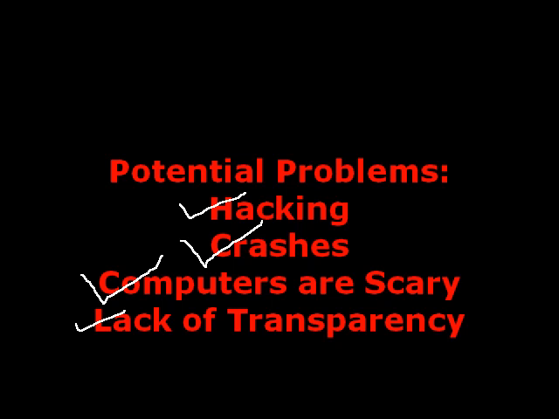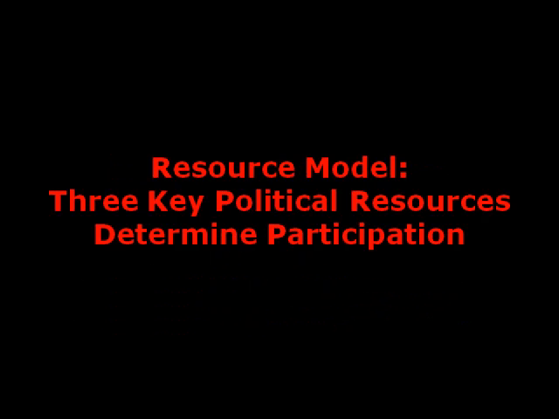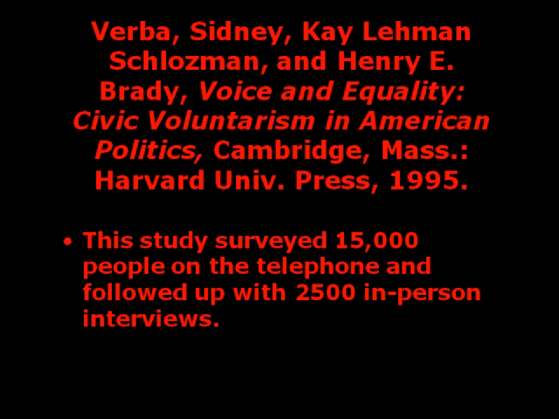Don't ask me. Okay, so the third model to explain why people participate or not in politics is called the resource model. It basically says if you have resources, you participate, and if you don't have resources, then you don't. And how did they come up with this model? This particular model was authored by some researchers at Harvard in 1995, and they surveyed 15,000 people, and then they followed up with in-person interviews to help get to the bottom of why they participated in politics.